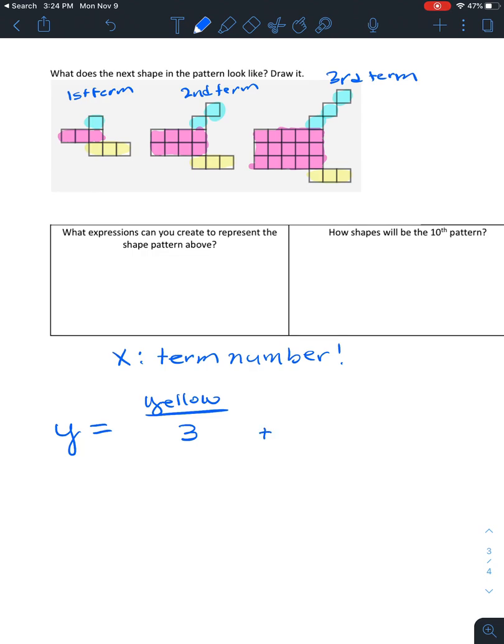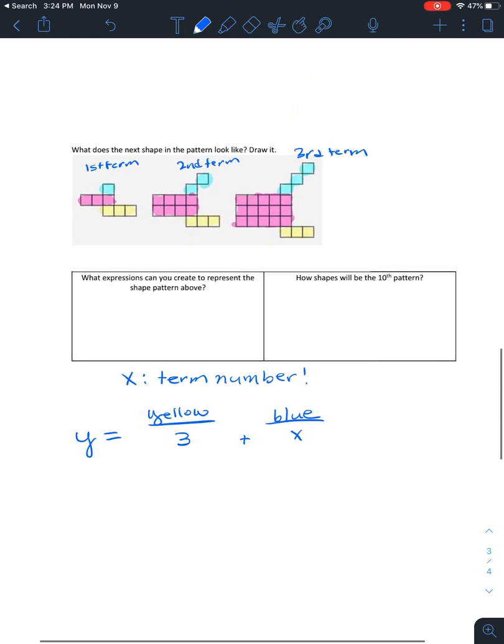Next, let's go with the blue. This one is not as easy. How do you define this? You have 1 blue, then 2 blue, then 3 blue. So one thing you have to remember is that if I have 1, 2, 3, I can just write an X, because X always corresponds to the term. So for the 3rd term, I got 3 blue boxes. For the 2nd term, I got 2 blue boxes. For the 1st term, I got 1 blue box.